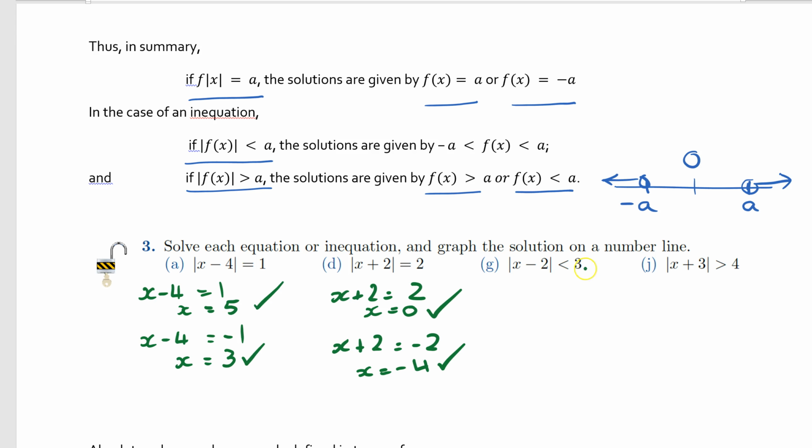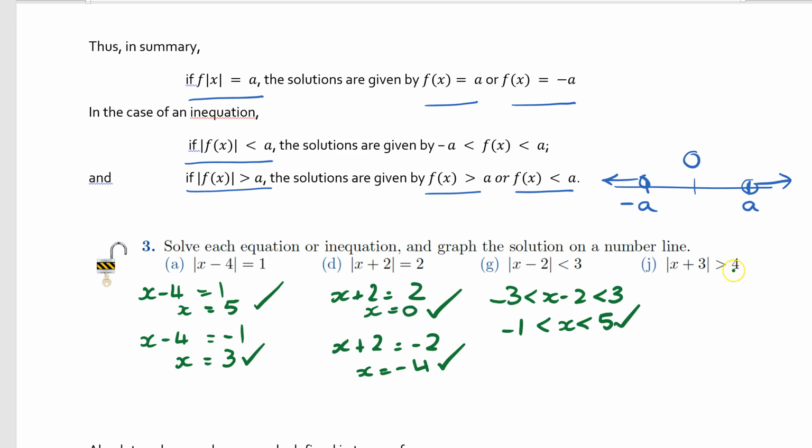Now this one here, mod of x minus 2 is less than 3. So we can write straight down that that means -3 is less than x minus 2, which is less than 3. If I add 2 to both sides, that will give me -1 less than x less than 5. And just to be sure, take a value within there. So take 0, it's a nice easy number. 0 minus 2 is -2, mod of -2 is 2, which is less than 3, so good.